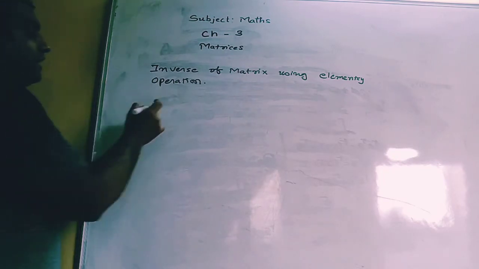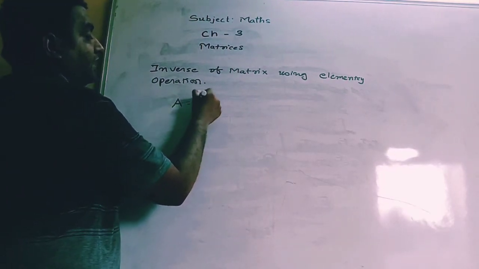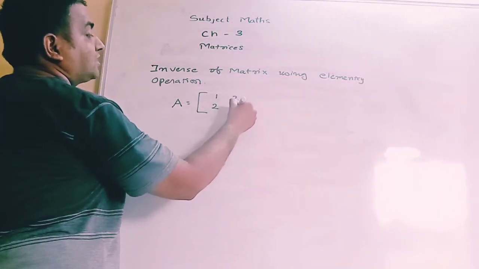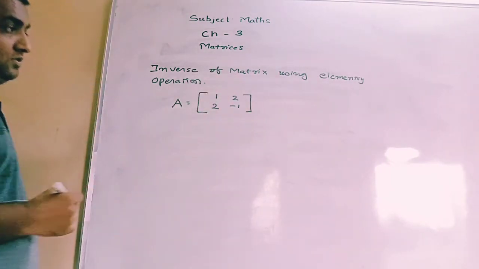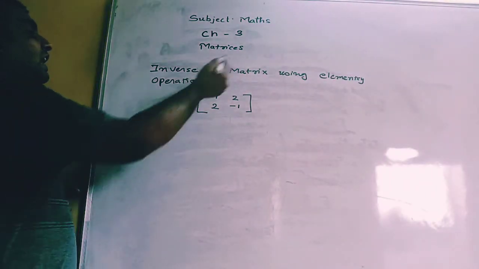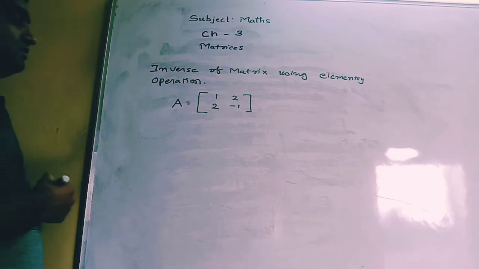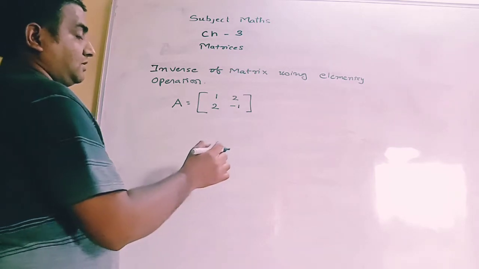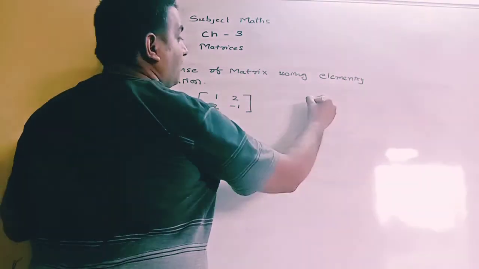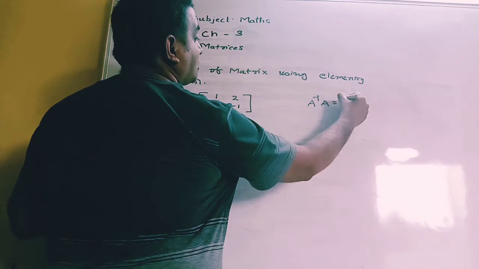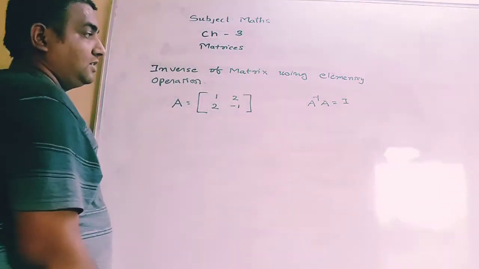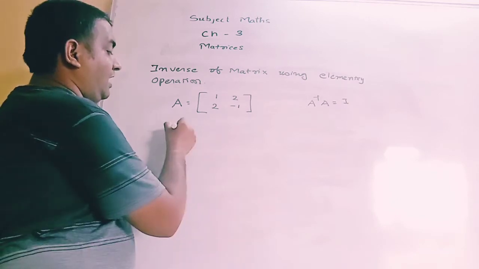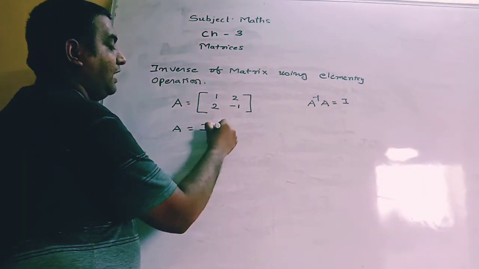So let's find the inverse of the matrix A equals [1 2; 2 -1] using elementary operations. Here, using elementary operations, we know that A inverse into A equals I, and A equals I into A.